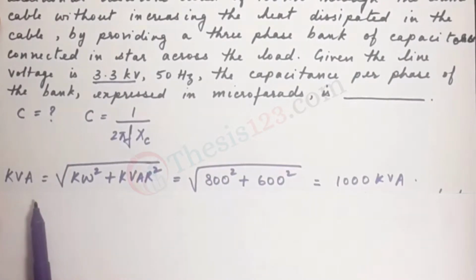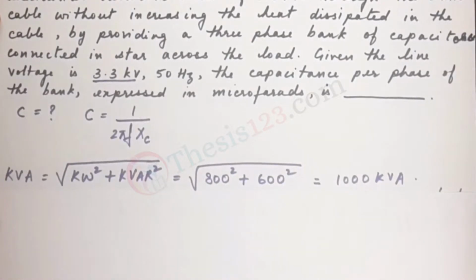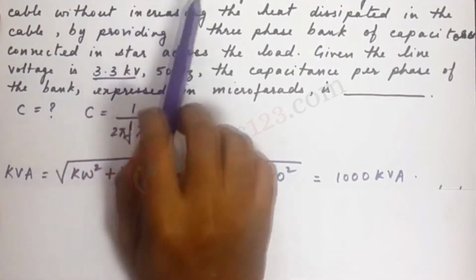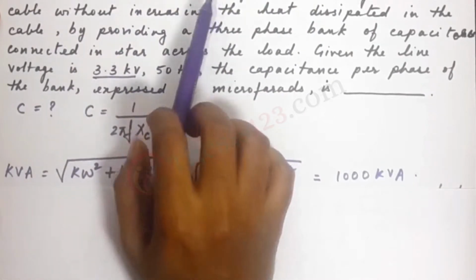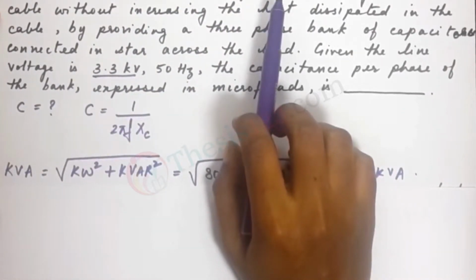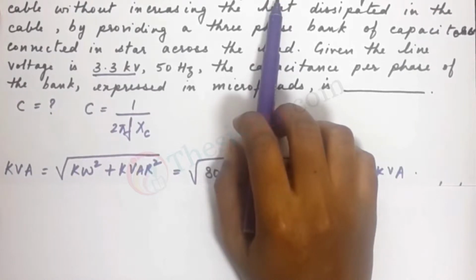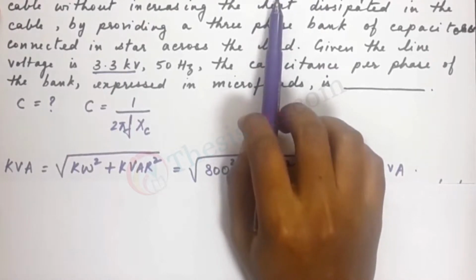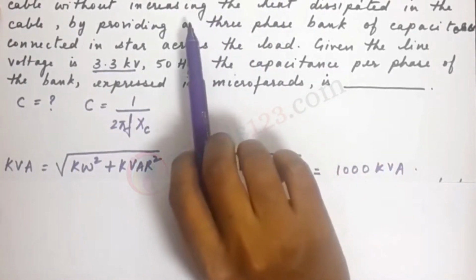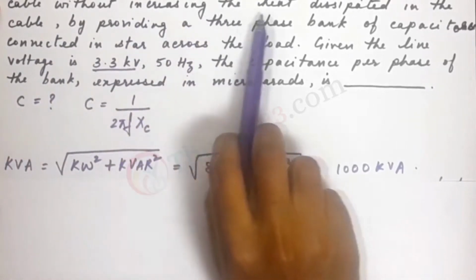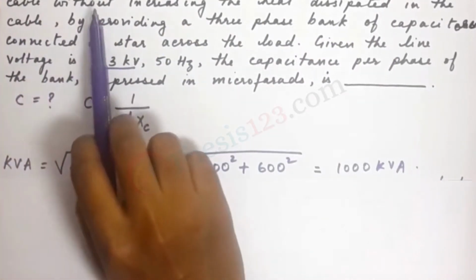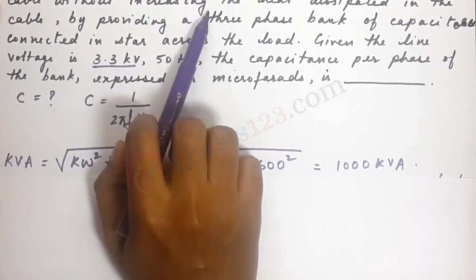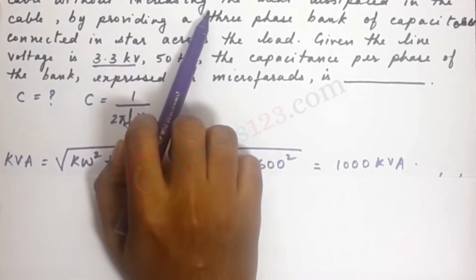So the next step, once we find out what the kVA is, we need to see the next statement here, which says that an additional resistive load is given for 100 kilowatt. So for an additional load of 100 kilowatt, the total active power is 800 plus 100, which becomes 900. And it is also said that the heat dissipated in the cable is not to increase. Over here it said without increasing the heat dissipated. This should tell you that the current is constant.